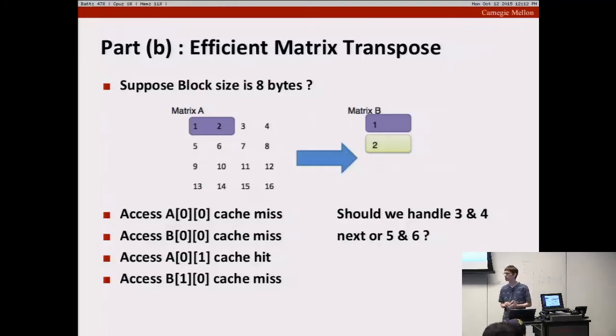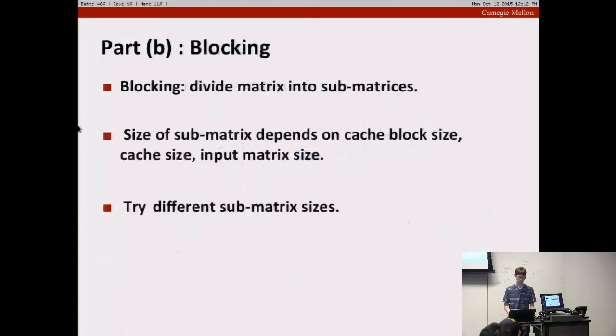Does that make sense? So what we've done is what's called blocking. We're transposing 1, 2, 5, 6 first, and then maybe we'll do 3, 4, 7, 8, and then 9, 10, 13, 14, 11, 12, 15, 16. We've sort of divided our matrix into blocks, and we're transposing it one block at a time. Because if we look at what's happening to the caches, we see that it improves cache performance. So that right here, that's where it says blocking.